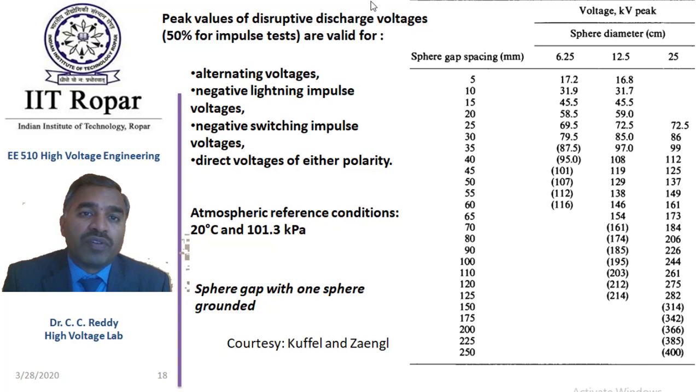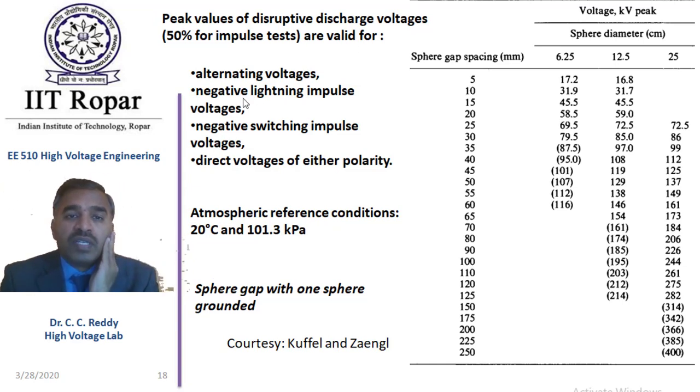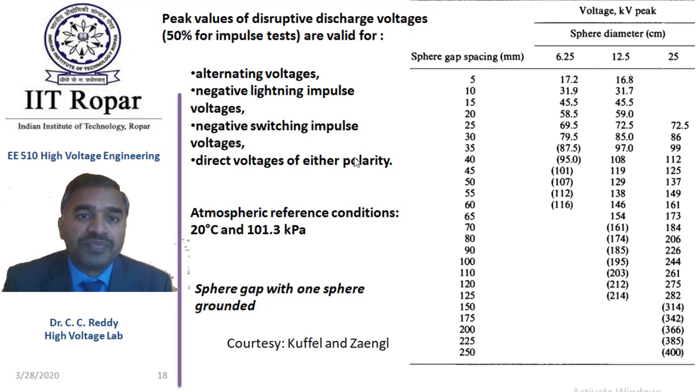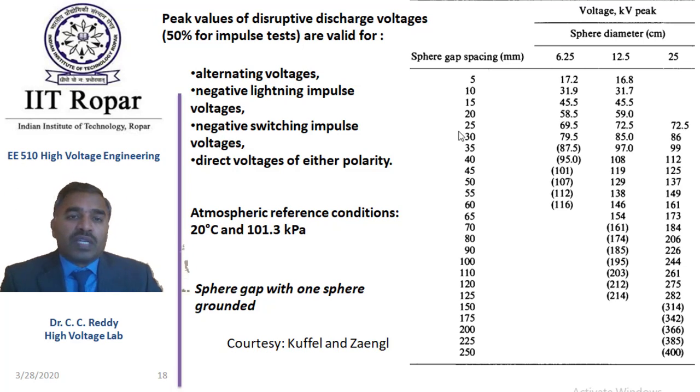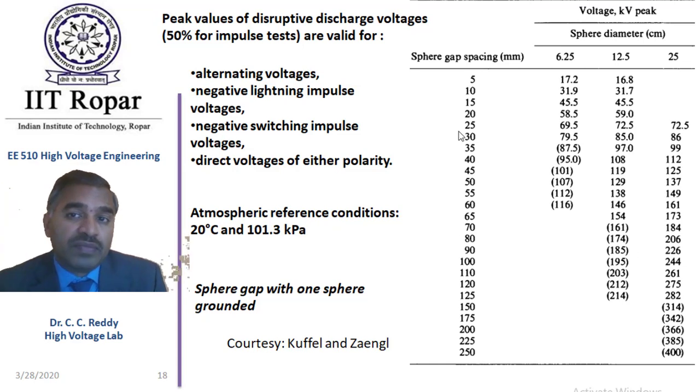Now, peak values of 50% disruptive discharge voltages for impulse tests are valid for alternating voltages, negative lightning impulse voltages, negative switching impulse voltages, and direct voltages of either polarity. So you can see for impulse negative, and then for DC either polarity, and alternating voltages, the tabled values are applicable, are valid. What is this tabled value? Actually, under given atmospheric conditions, air density, temperature, etc., the gap between the spheres breaks at a particular voltage to a certain accuracy. So those voltages are given here in this table.